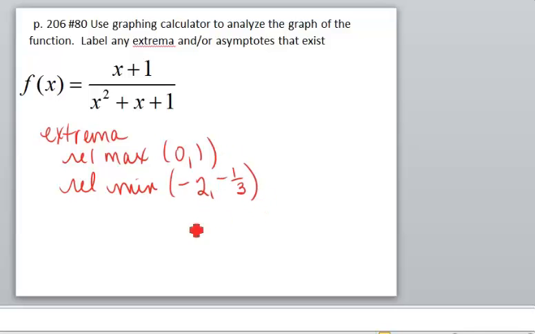Now the other way we'd have to do this is by computing our first derivative and then finding our critical numbers. We would find them to be 0 and negative 2, and then we would plug those back in and get those other values. So we do have relative extrema.